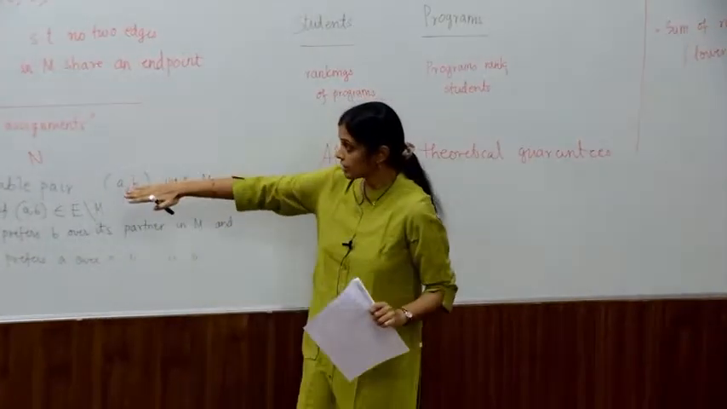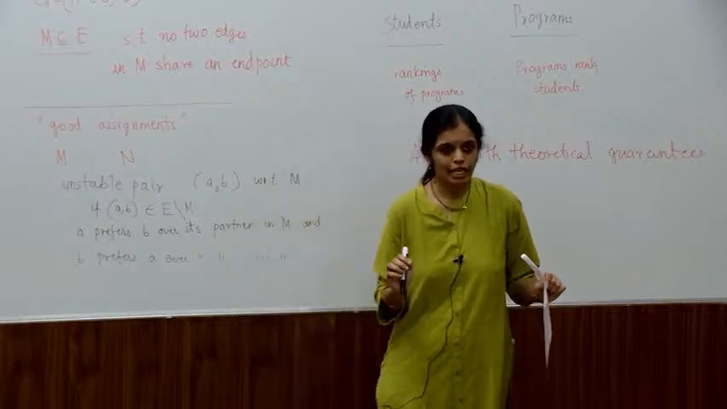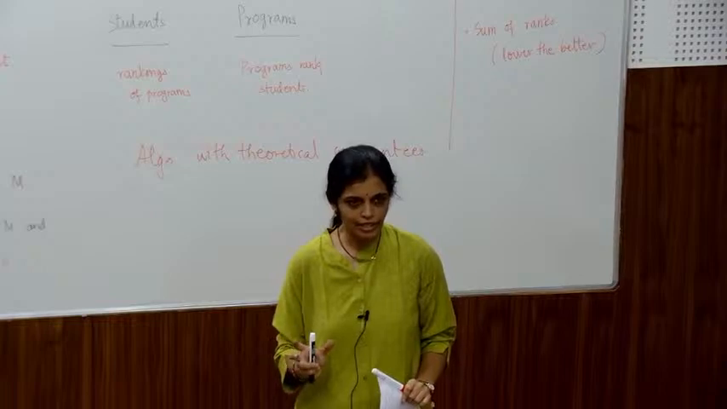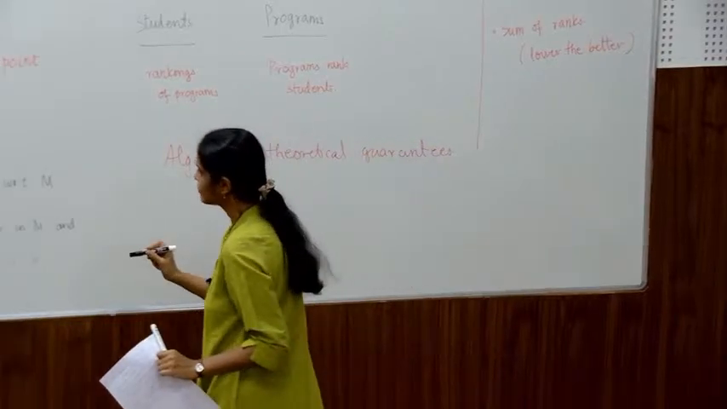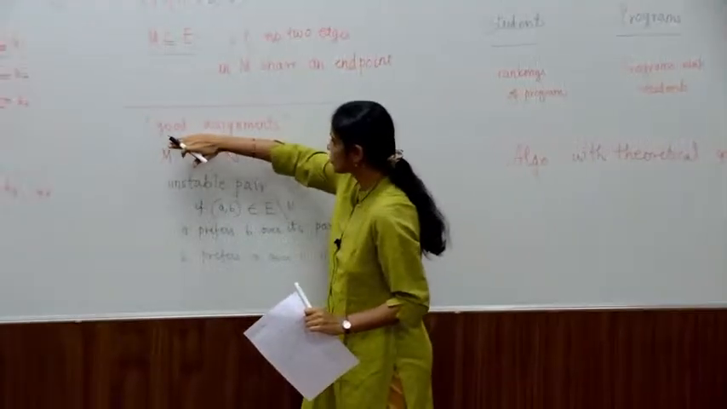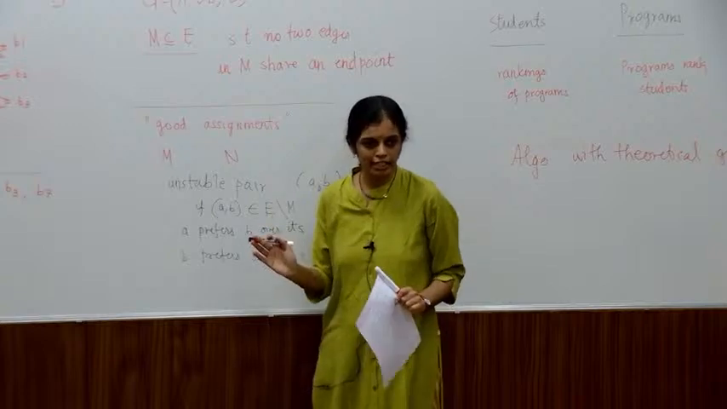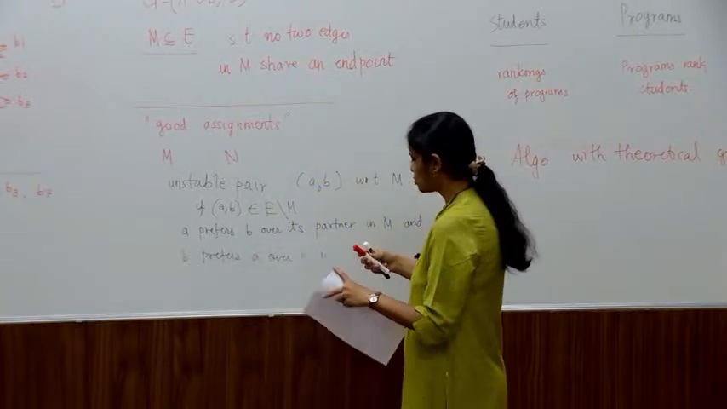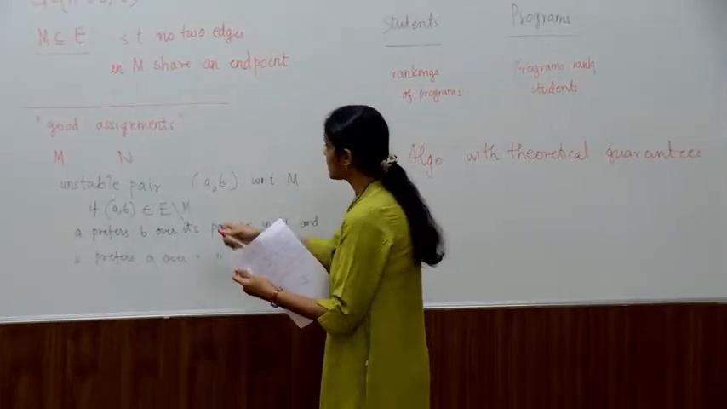But if you see why these unstable pairs are problematic, it is because an unstable pair is really a merit violation or a rank violation, and we would like to avoid that. So we will say that an assignment is good if it does not have any unstable pair, or in other words, an assignment is good or is stable if it does not have any blocking pair or unstable pair.